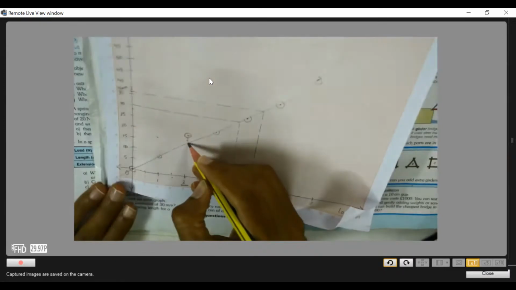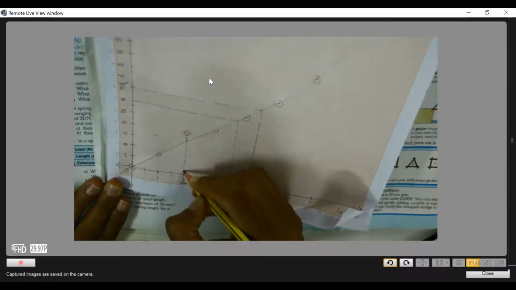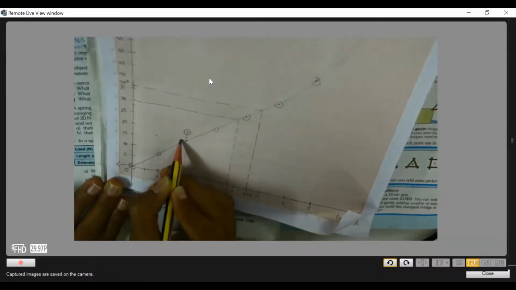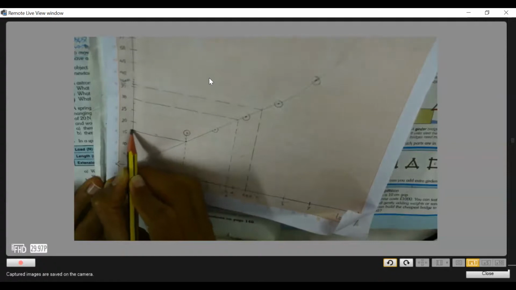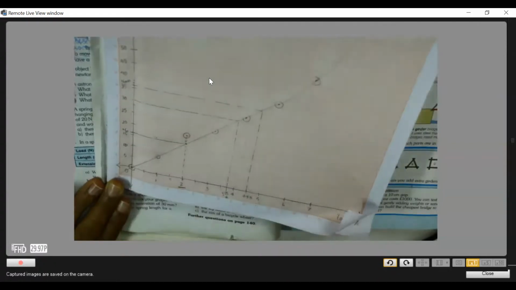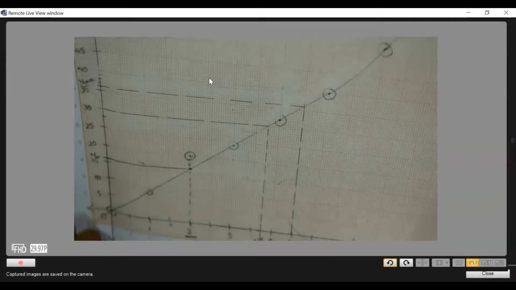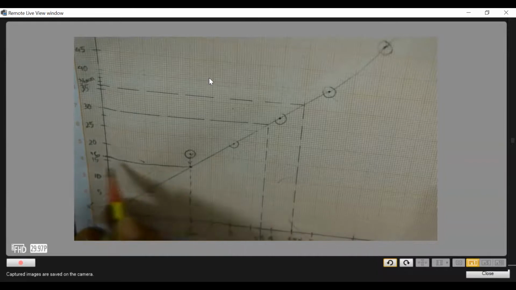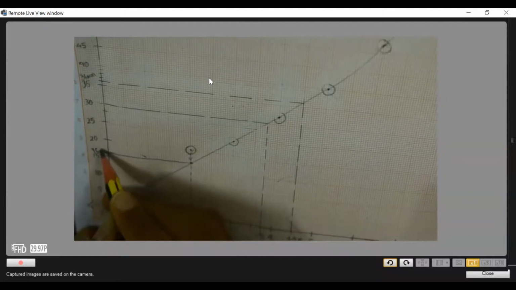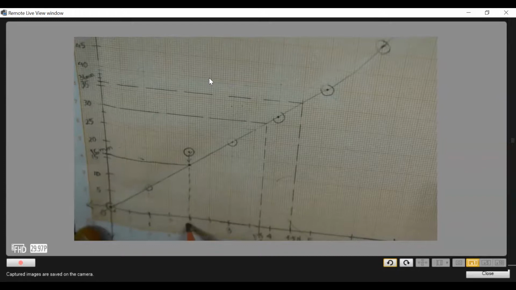What do you think it should be? Then I will see what value I am getting on the graph. This is 16. This is 16. Zoom in. I always do this. Can you see? Yes, teacher, we can see. Yeah, you can see. So it should be 16 millimeters.